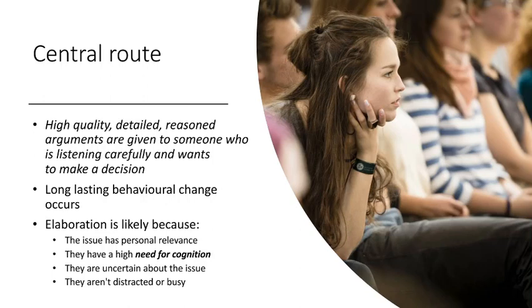They have a high need for cognition. That just means the amount that someone enjoys doing complex, effortful activities or thinking. So someone that really likes thinking through things or doing complex puzzles and that sort of thing is someone who has a high need for cognition. And that makes them more likely to be persuaded by a central route argument. Equally, if they're uncertain about the issue, they're more likely to elaborate and process it. And if they're not distracted or busy, of course, they're less likely to process it if they are distracted or busy.